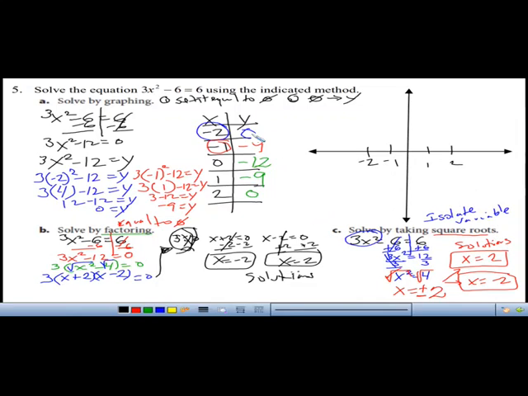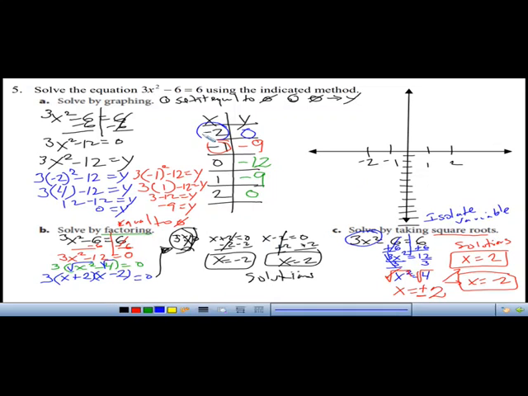The y, look at the range. It goes from 0 all the way to -12. No positives, so that means I'm going to go from 0, I'm going to go down -1, -2, -3, -4, -5, -6, -7, -8, -9, -10, -11, -12. All right, let's plot our graph.